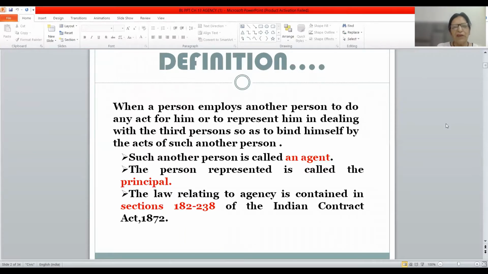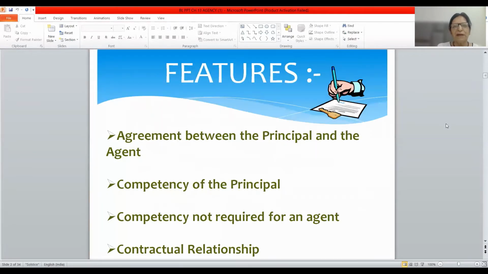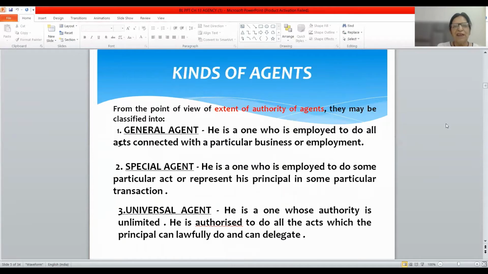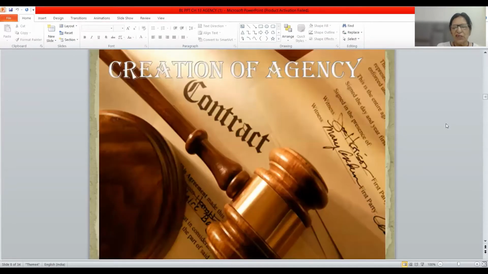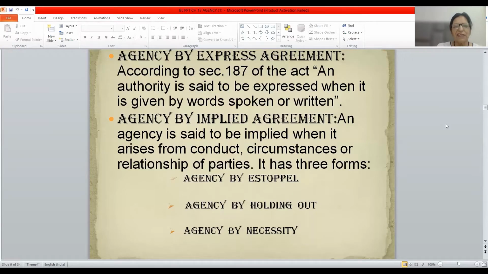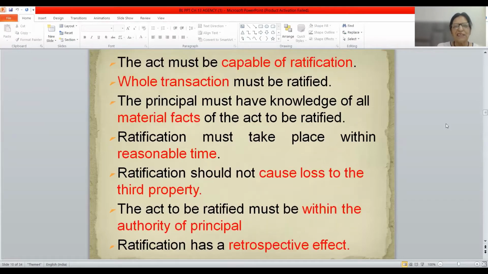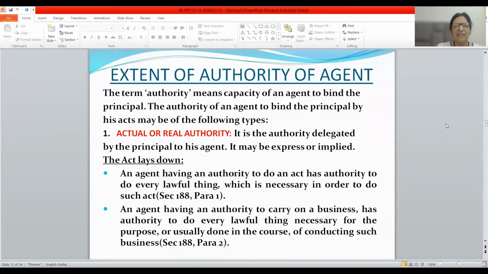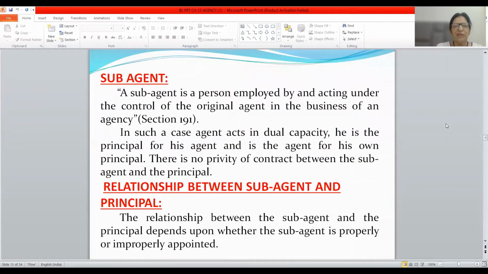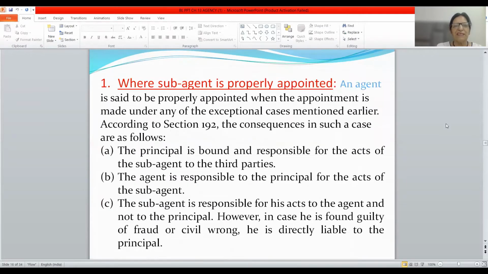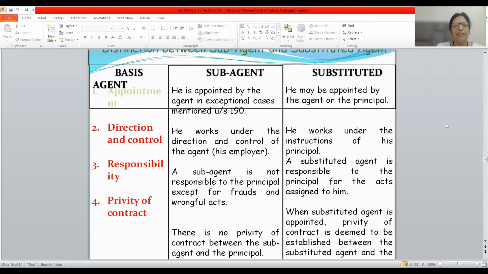So I covered meaning of contract of agency, principles, features, and then after that kinds of agents, creation of agency, and after that extent of authority of agent, delegation of authority, meaning of sub-agent, and substituted agent. So today, friends, I'm going to take up how a sub-agent is different from a substituted agent.